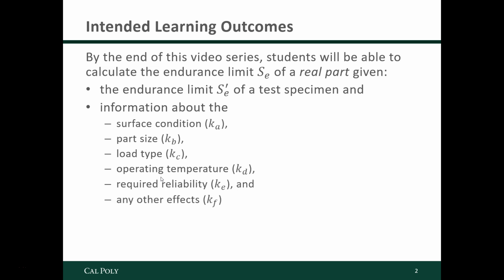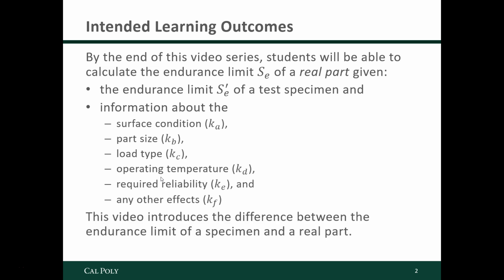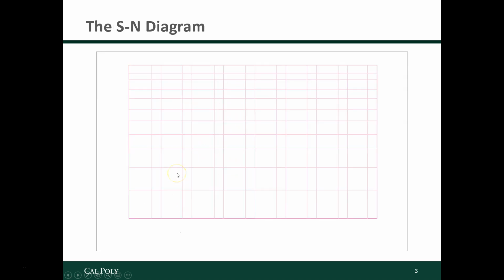And any other effects, it turns out there's a lot of other factors that could affect the fatigue response of a part. So this video here is going to introduce the difference between the endurance limit of a specimen tested in the lab and a real part by modifying the endurance limit that you get from a lab specimen by all these different factors. So let's start off by recapping the SN diagram. S stands for the strength or stress, and N is for the number of cycles to failure.